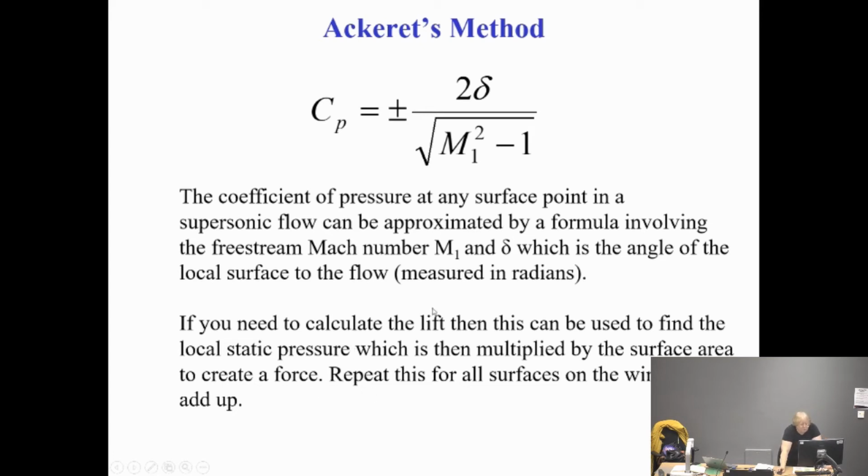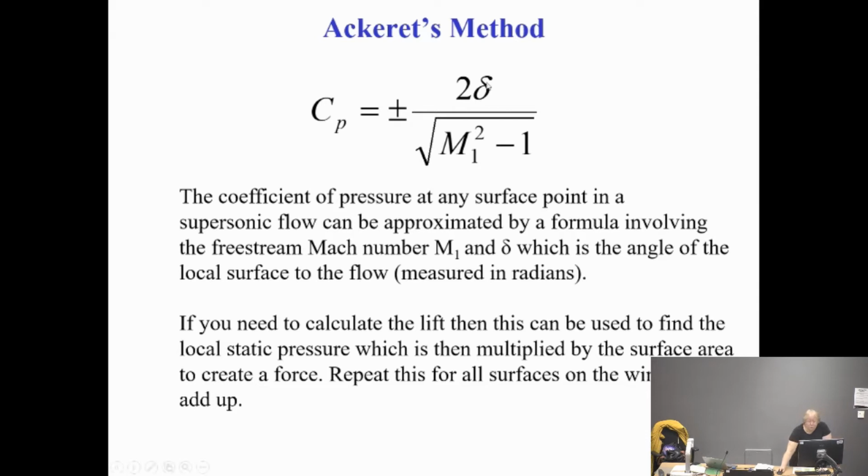Now, for all supersonics, one of the advantages is that the equations used are often quite straightforward. And this is a nice one for estimating the coefficient of pressure on the surface of a supersonic wing, particularly if it's quite flat in that area. So basically delta is the angle of the local surface to the flow. So the angle of the actual vehicle, whether it's the wing or the tail, to the local surface. So the angle of the flow to the local surface. As that changes, delta changes.